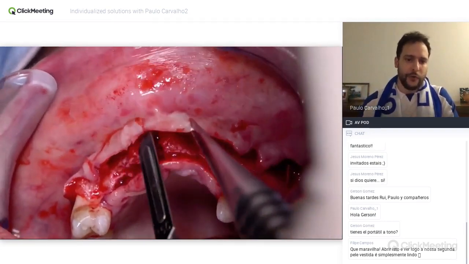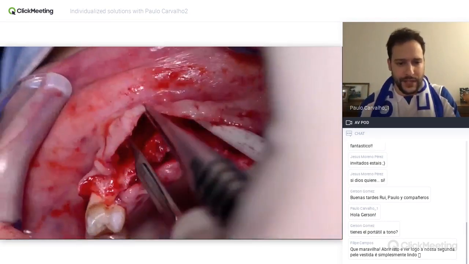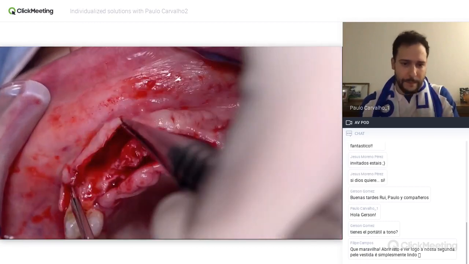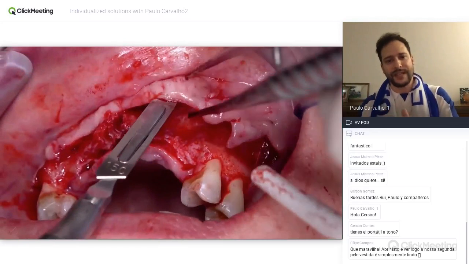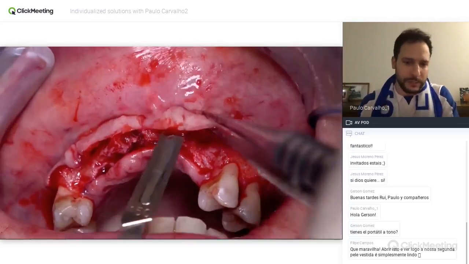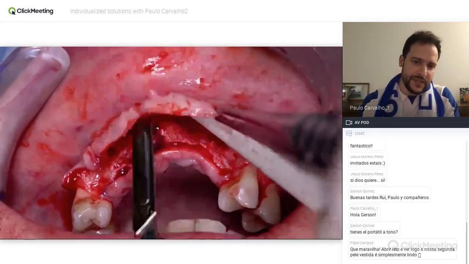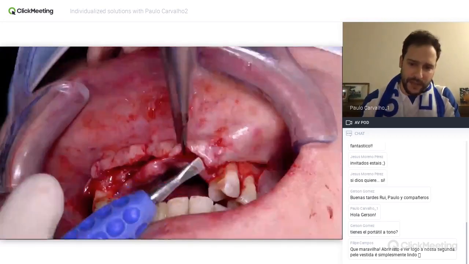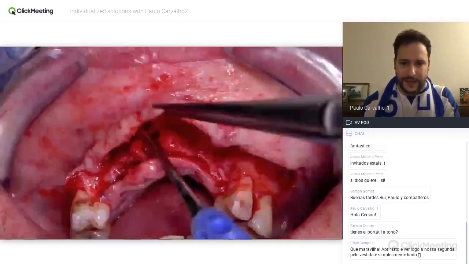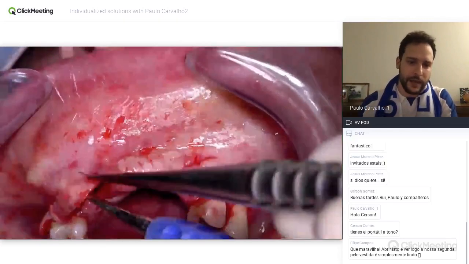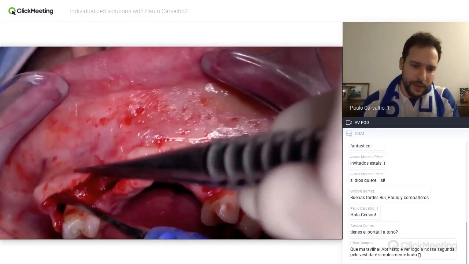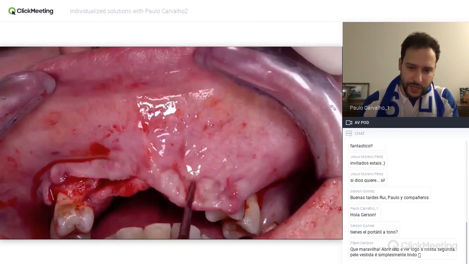I will have to focus on dealing with the flap, a good mobilization of the flap to have a proper coronal advance tension free. So we will split the periosteum. I'm separating the muscles from the flap so I can advance the flap tension free, which is very critical for any type of bone regeneration.